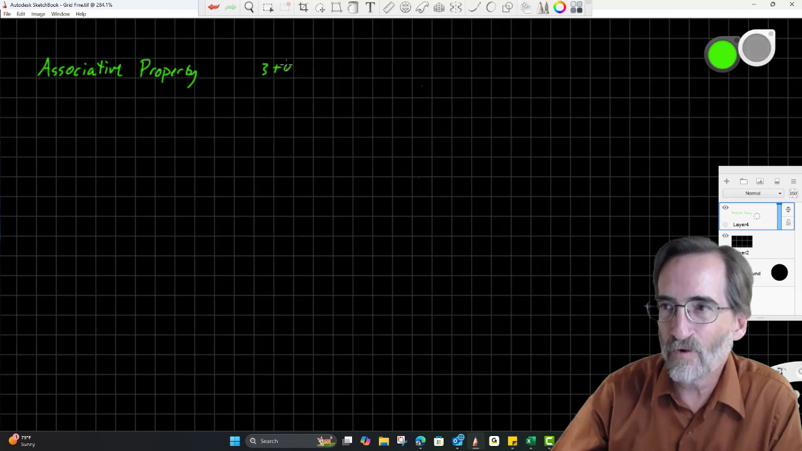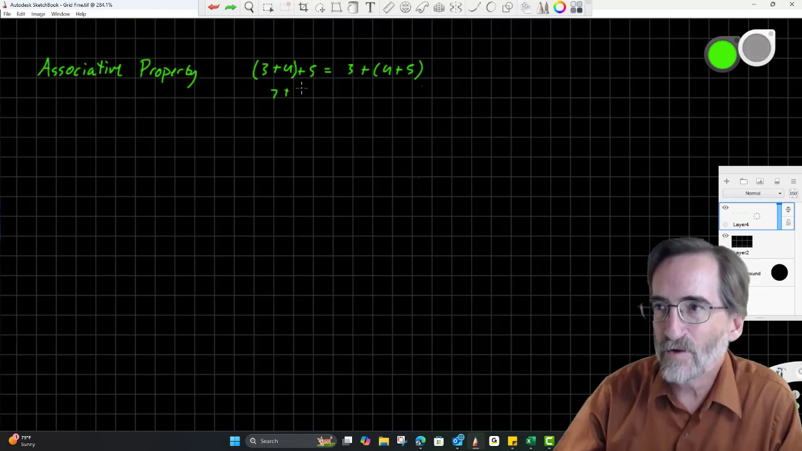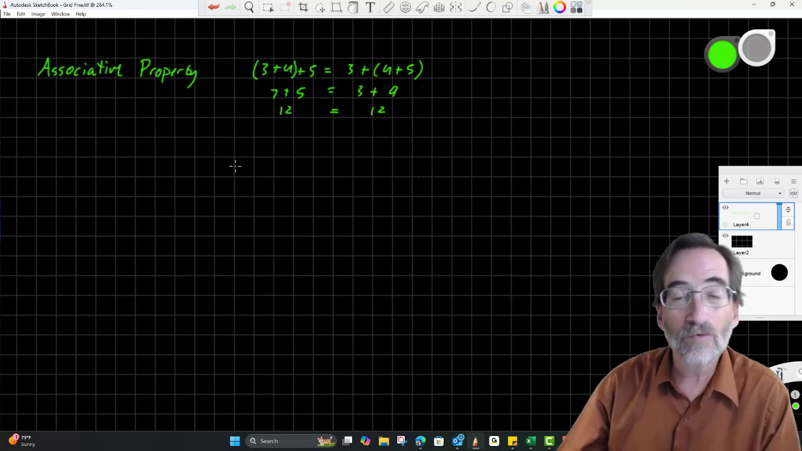3 plus 4 plus 5 is the same as 3 plus 4 plus 5, with the parentheses in different places. And we can verify that. 3 plus 4 is 7. 7 plus 5 is 12. 4 plus 5 is 9. 9 plus 3 is 12. And so you end up with the same answer regardless of which way you group it.